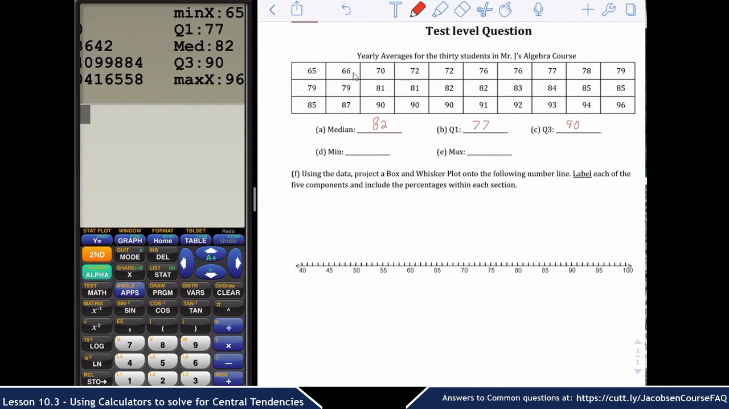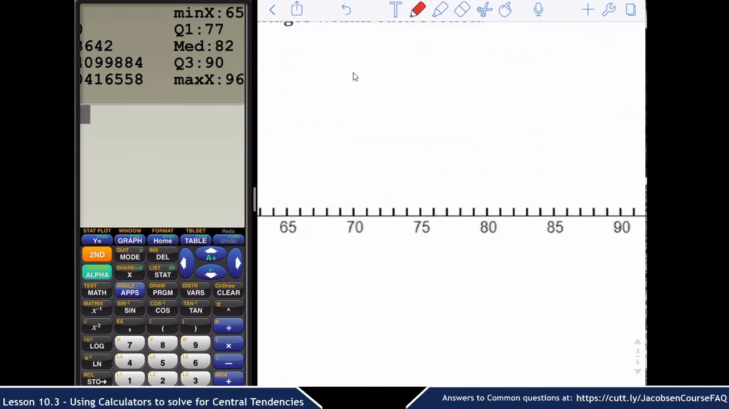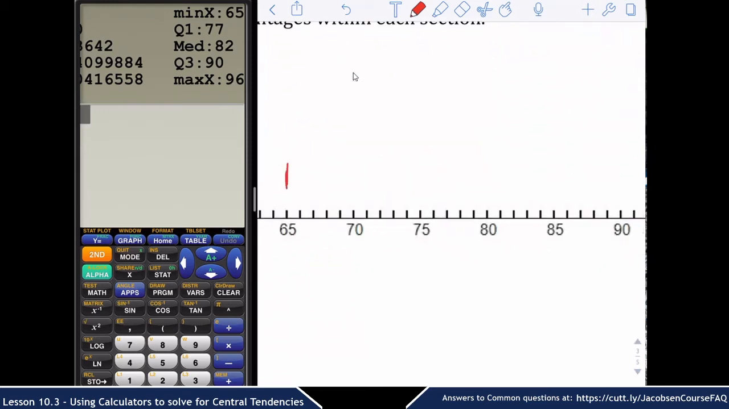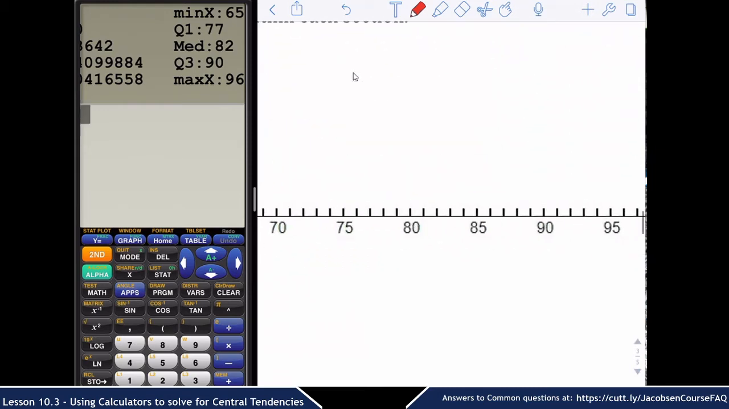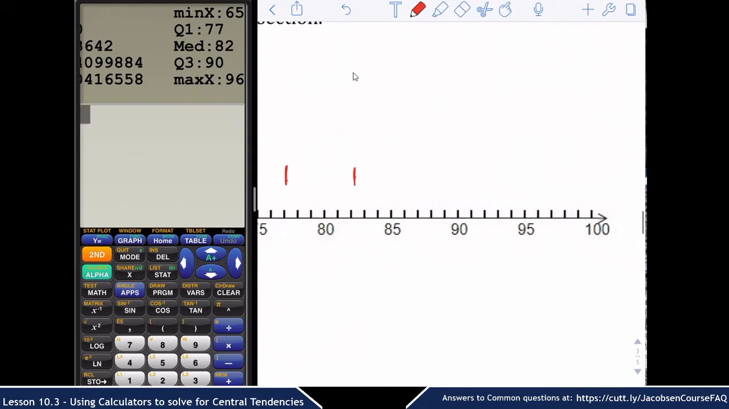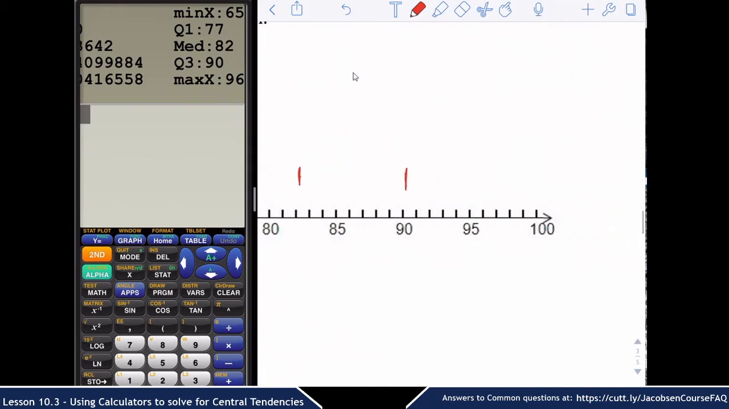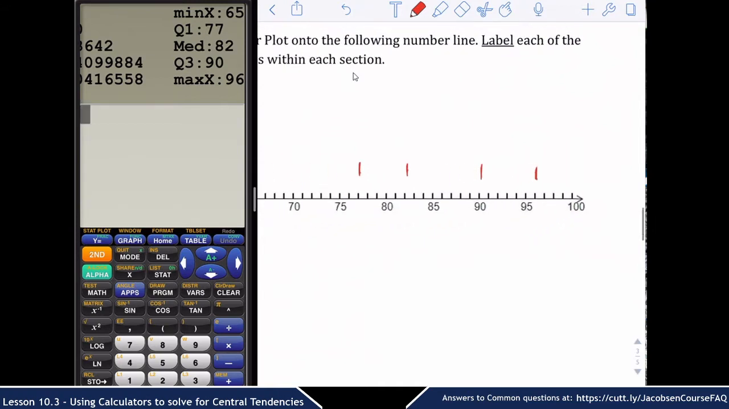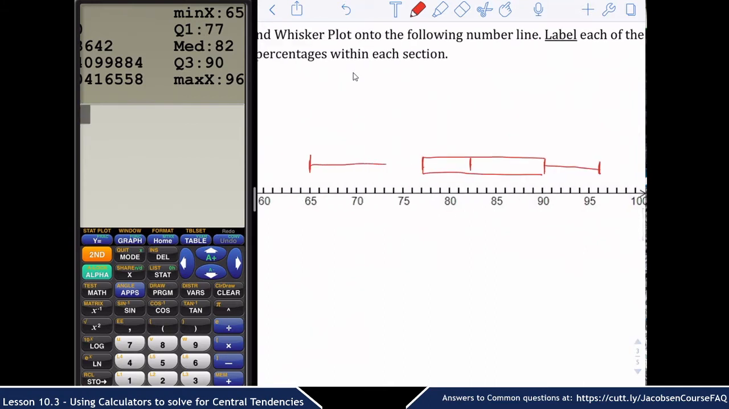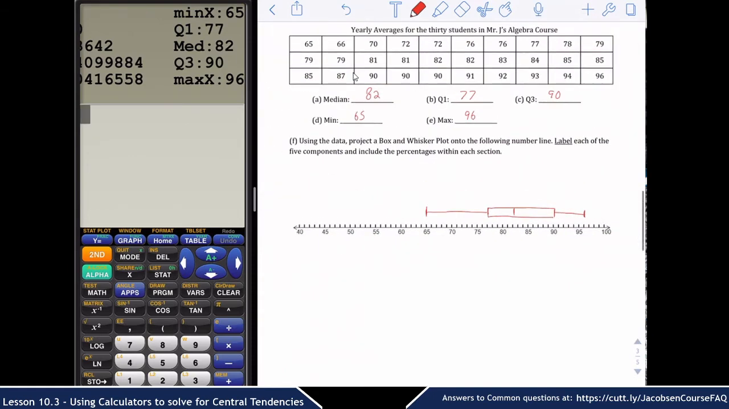Our third quartile was 90. Minimum was 65. Maximum was 96. And to graph that, we drew a line at 65 for the box and whisker, a line at 77, a line at 82, a line at 90, and then a line at 96. We connect the quartiles, and then we extend to the extremes. And that was how we drew our box and whisker plot yesterday.